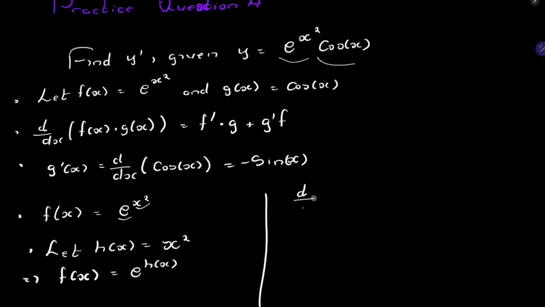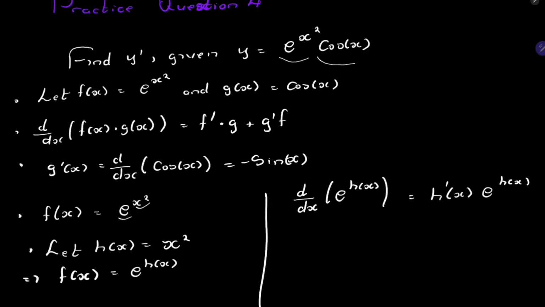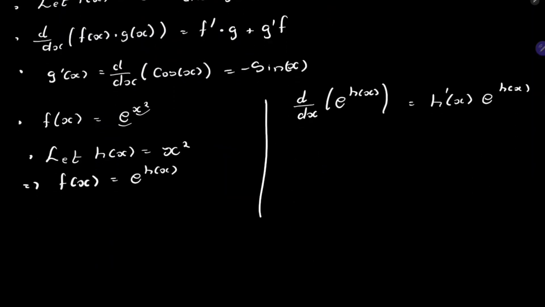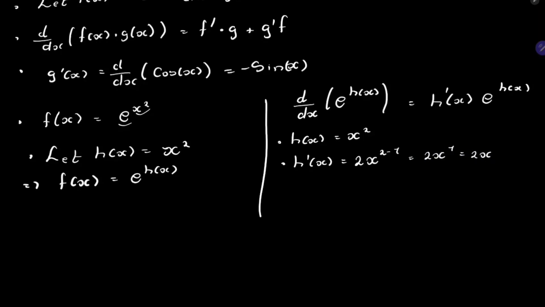Then the derivative with respect to x of every function e to the h of x, we can still recall from our derivative of exponential functions. We explained this formula, and this led us to h prime of x e to the h of x. So we need to find h prime of x. So let's start with, first of all, what is h of x? h of x is the function x squared. What then is h prime of x? h prime of x is the function 2x to the power 2 minus 1, leaving us with 2x to the power 1, leaving us with 2x.